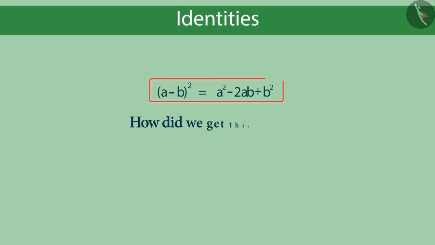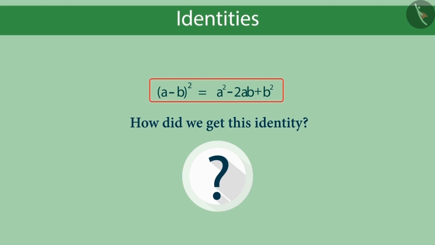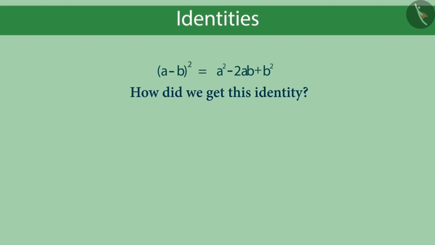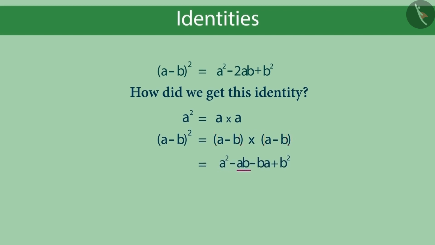But how did we get this identity? Can you find out? We know what is a raised to the power of 2. It is a multiplied by a. Similarly, (a - b) raised to the power of 2 will be equal to (a - b) multiplied by (a - b). Removing the brackets on the right-hand side, we will get a² - ab - ba + b².